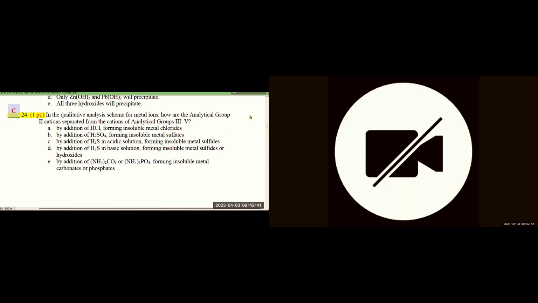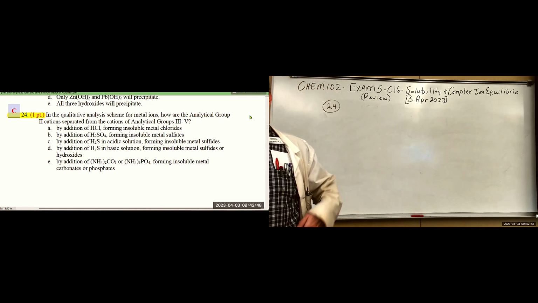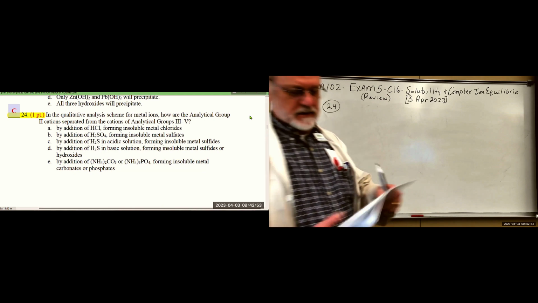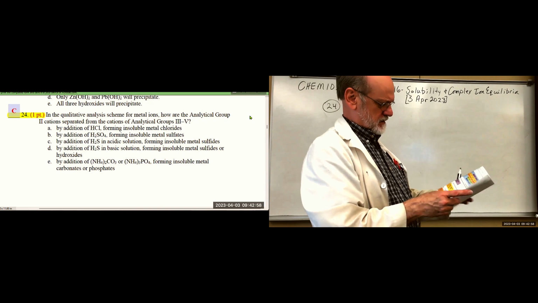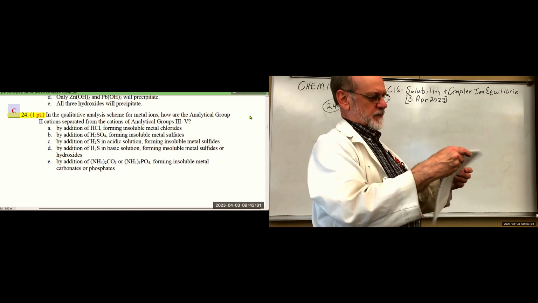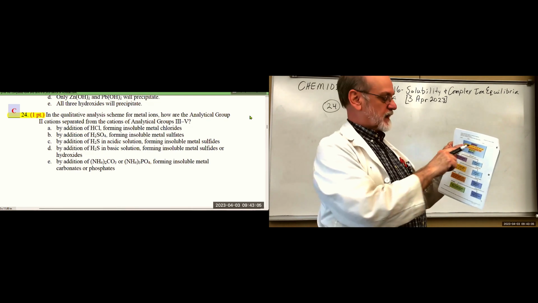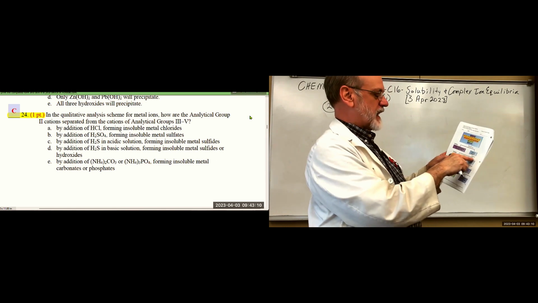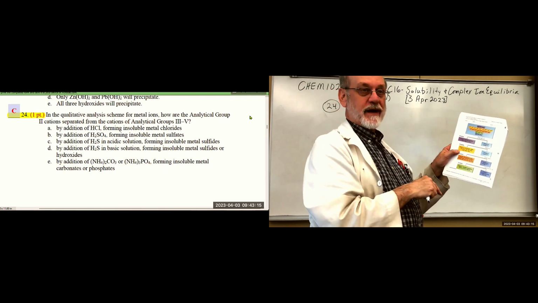4. All right. In the qualitative analysis scheme for metal ions, how are the analytical group 2 cations separated from the cations of 3 and 4? You just need to look at the useful information, which will be available on the test. We notice that these are color-coded. So group 2 is these guys. And where are they separated? Well, when you add hydrogen sulfide in acidic solution, you get those separated out.